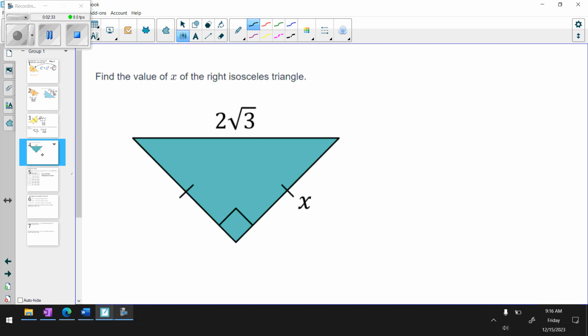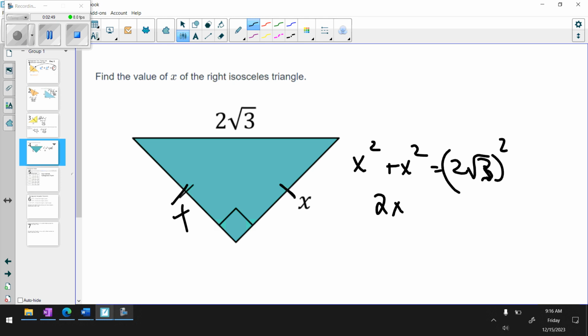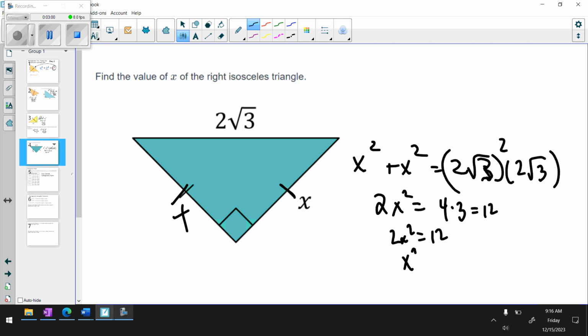All right, let's look at this last one. We have an isosceles right triangle. These two sides are the same. So I'm going to go x squared plus x squared equals 2 square root of 3 squared. X squared plus x squared is 2x squared. We have two of them, so I get 4 times 3, which is 12. 2x squared is 12. Divide by 2, I get x squared is 6. So I'm going to get x equals the square root of 6.